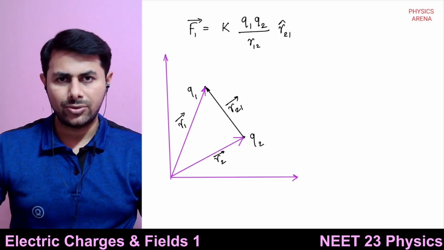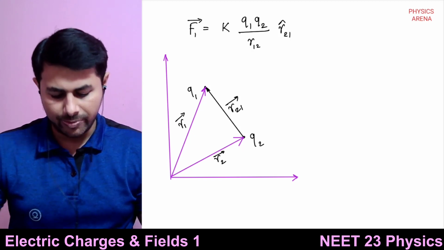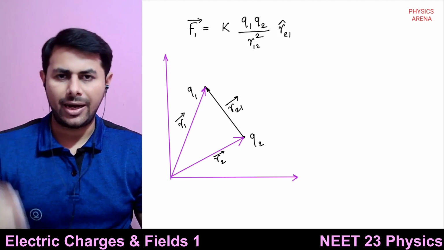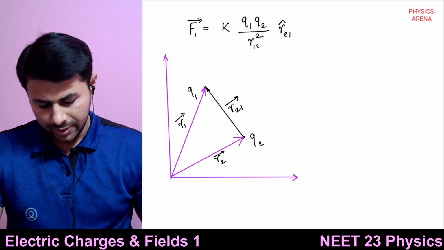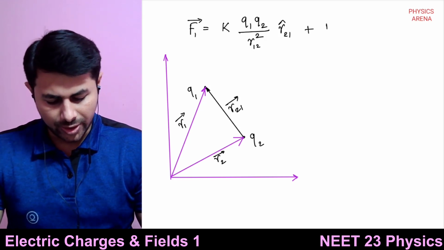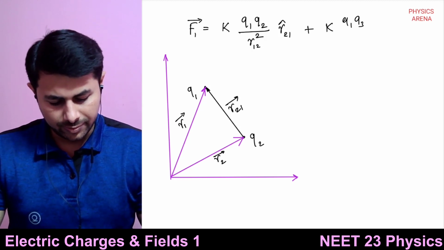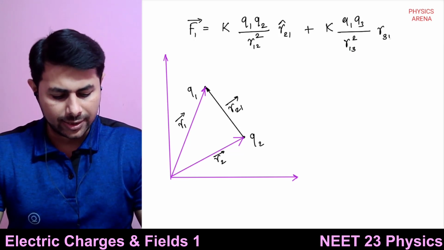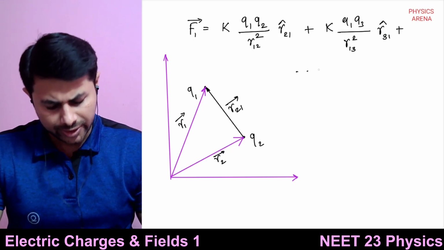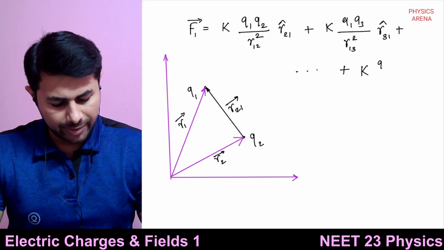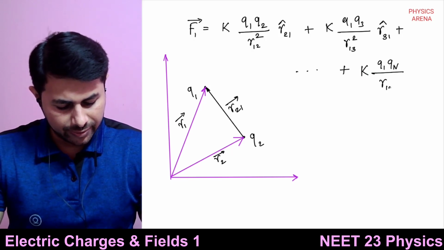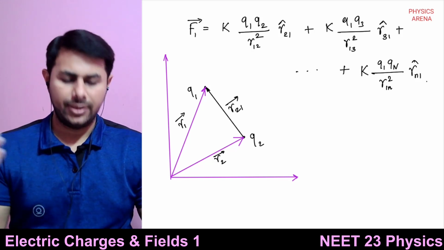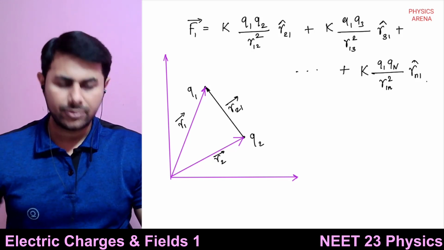So the force on 1 due to 2 has the formula K multiplied by Q1 Q2 upon R12 square, sorry, I didn't write square, multiplied by R21 cap. All right. So similarly, we can write the force on Q1 due to Q3: K Q1 Q3 upon R13 square, multiplied by R31 cap, plus so on and so forth, up to plus K multiplied by Q1 Qn divided by R1n square, multiplied by Rn1 cap. Okay, so the net force is just F1 bar plus F2 bar plus so on and so forth, up to Fn bar.